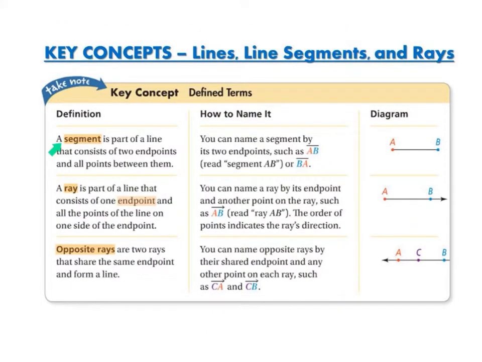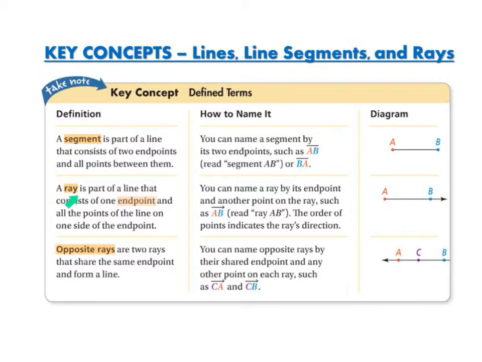A segment is part of a line that has 2 endpoints, and it includes all the points between them. A line segment has a beginning and it has an end, and when you write it, you can write it either way. You could write this as segment AB or segment BA.